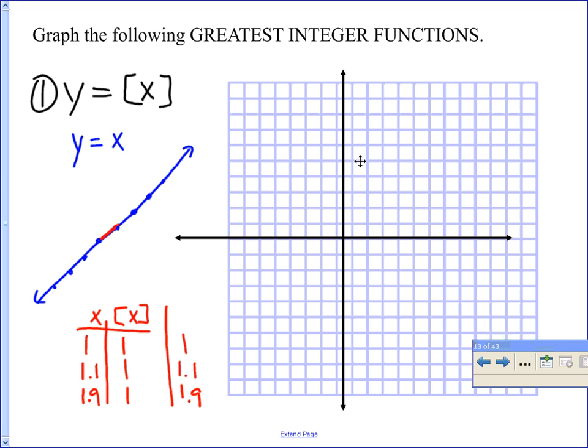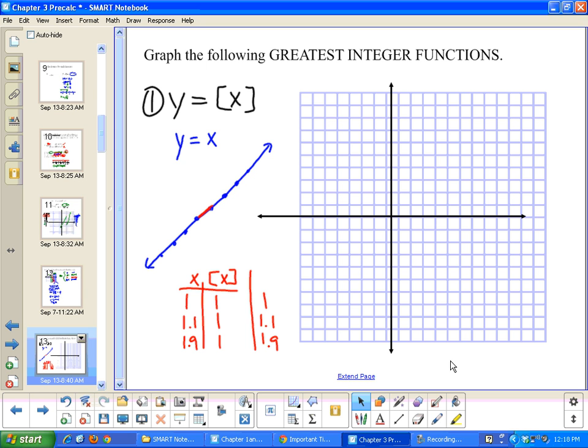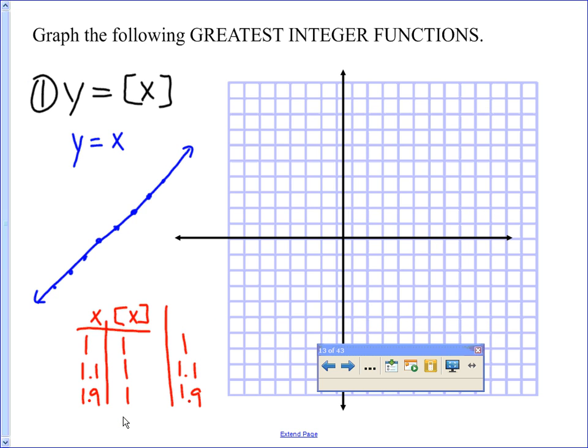So what's going to happen now that I have the greatest integer is that it's very similar, except that instead of the gradual increase, I have this going on. Because it's going to remain at 1. The y value is still going to remain at 1 as long as I'm less than 2.